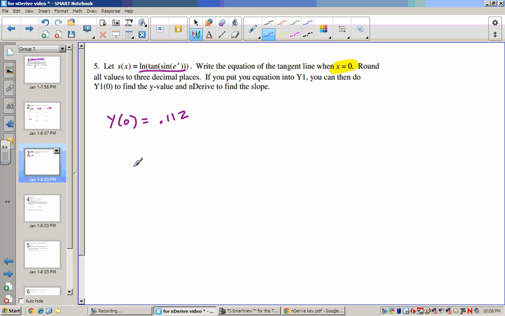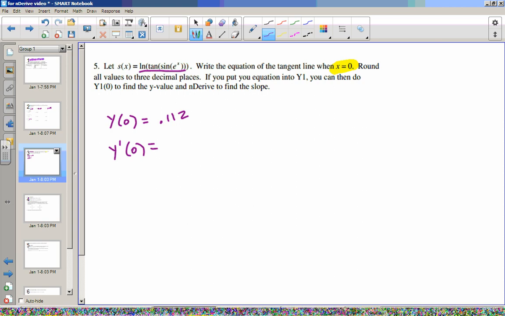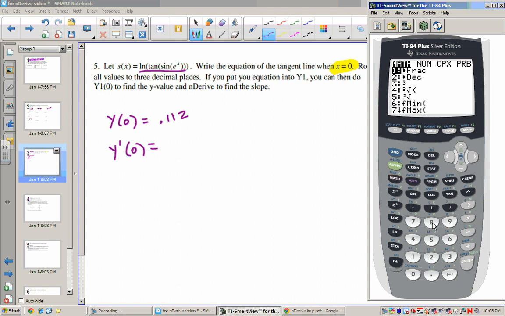And then the next thing I need is my derivative, so y prime at 0. So we'll go back over here. No, not there. My calculator. There we go. And so now I go math 8, vars, yvars, y1 there, and comma x, comma 0, because I want my derivative at 0. Press enter, and there it is, 1.087.